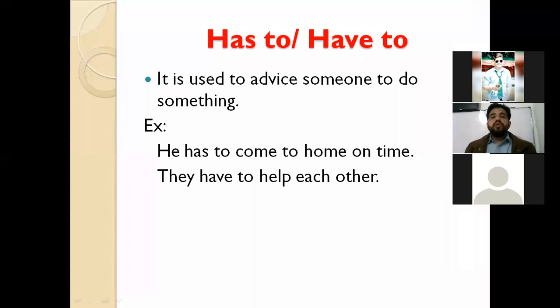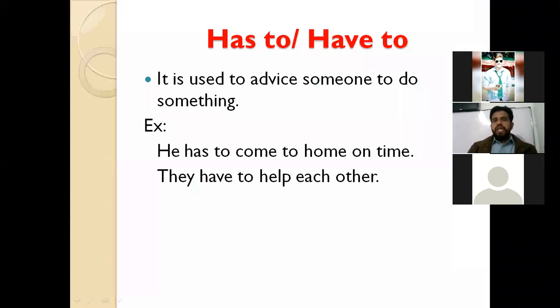Has to and have to, they are stronger than should and weaker than must. Like we have discussed should, we have discussed must, and today we have discussed have to and has to. So all these three have the same meaning, but there is a little difference. The difference is that should is the weakest, have to and has to is stronger than should, and must is the strongest one. Suppose if we have more authority over someone, we use must. If the authority degree is lower, then we use have to and has to. And if we have the weakest authority over someone, then we use should. So it is used to advise someone to do something.